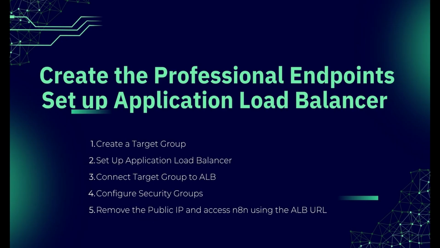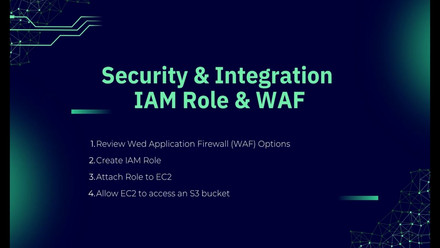So first we're going to create a target group. Then we're going to create an application load balancer. And then we're going to configure the security groups. And then we're going to remove the public IP and access n8n through the application load balancer only. But first we're going to look at some firewall application options that we can have in there.